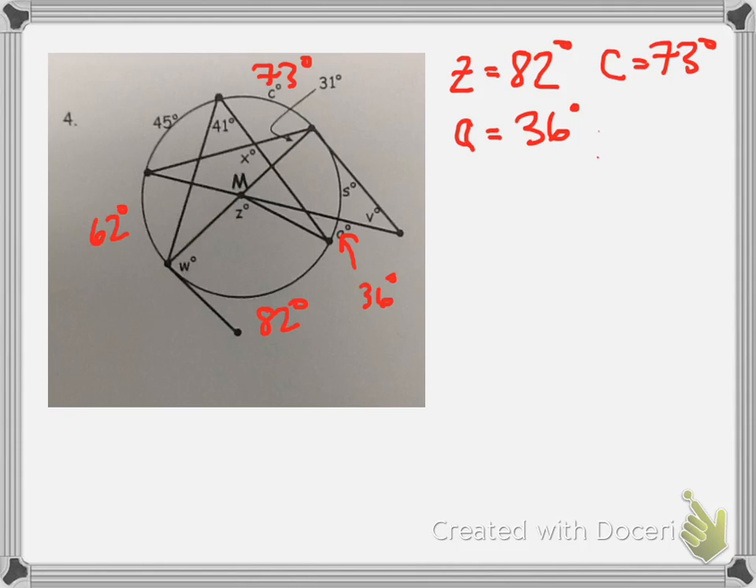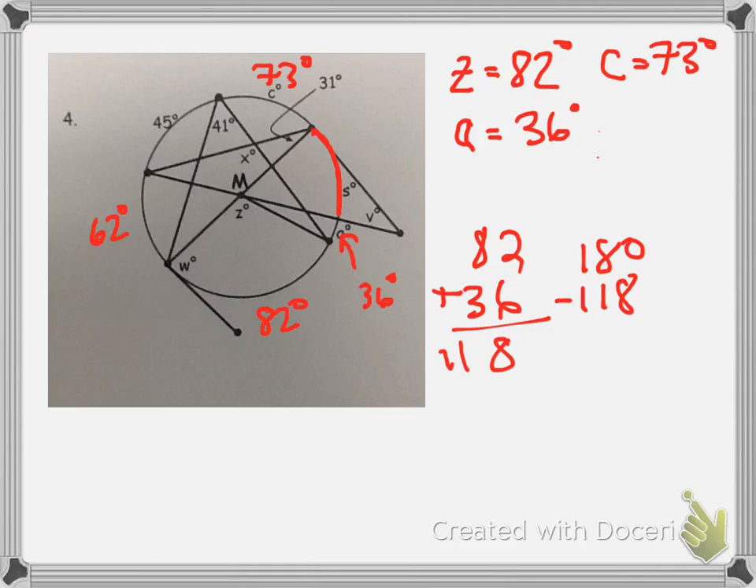All right, so let's look and see where that gets us. Now we can also solve for S right here, because we know that this is 82 plus 36 is 118. We're going to take 180 and subtract 118. So we know that S is equal to 62. So let's do that. S equals 62. So that's right here. Okay.